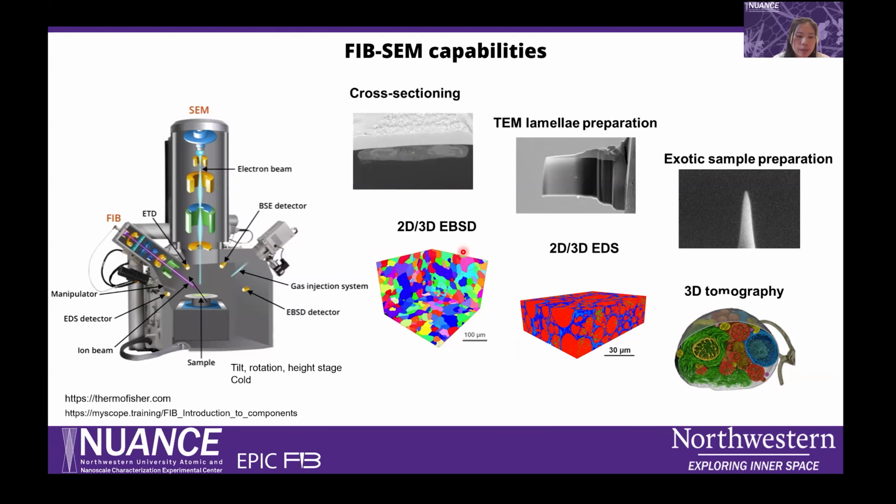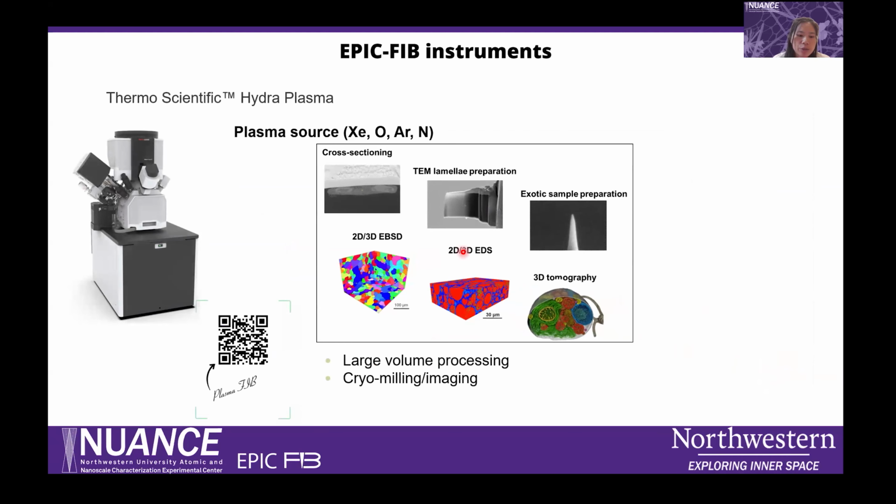So all of these functions are already possible on our current instrument, the Hydra plasma FIB, and it has four kinds of source: xenon, oxygen, argon, and nitrogen. It excels at large volume processing, and it can be done at low temperature. If you would like to learn more about the plasma FIB, I encourage you to watch the excellent talk by our facility manager, Paul, which is available online on YouTube.